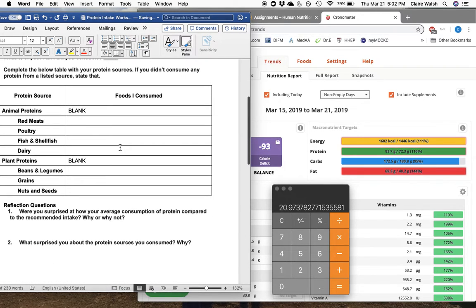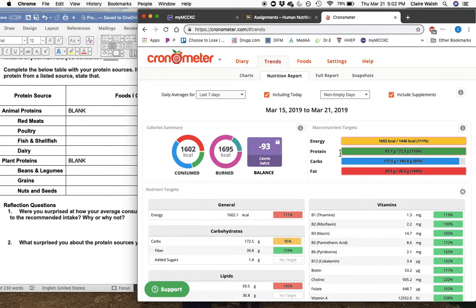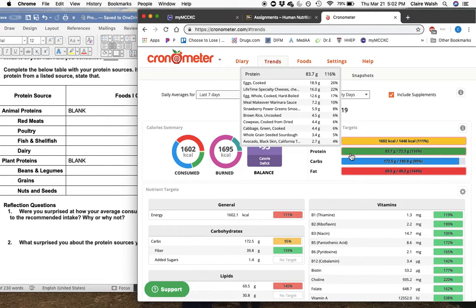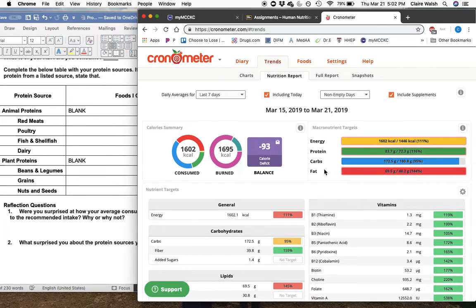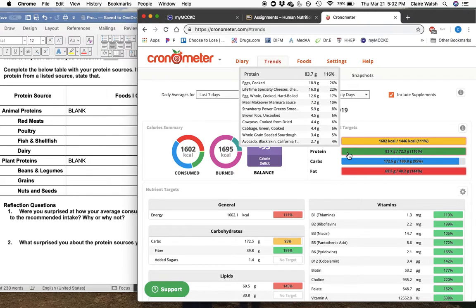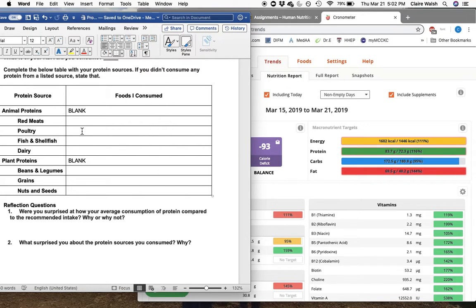Next we come to the part where we're filling out protein sources. You can just leave these blank. Basically, this is designed to help you figure out where you're getting protein in your diet. If you hover over the protein section in your macronutrient targets, it gives you a list of your top protein intakes. Here we go: eggs, cheese, and another egg. I'm going to put eggs with poultry. Egg times 2. Cheese is a dairy product.